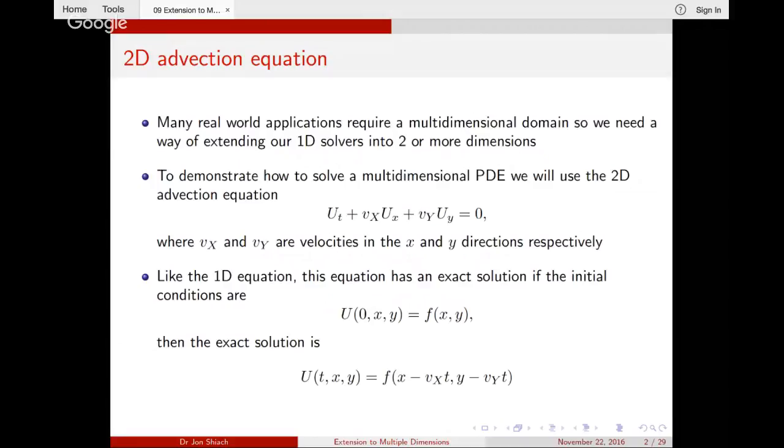And we saw the one-dimensional equation has an exact solution, well, so does the 2D equation. So u is a function of t, x, and y. When t is equal to 0, if we have initial conditions of a function f of x, y, the solution after time t is f of x minus the velocity in the x direction times t, and y minus the velocity in the y direction times t. So just a straightforward extension to that y dimension.